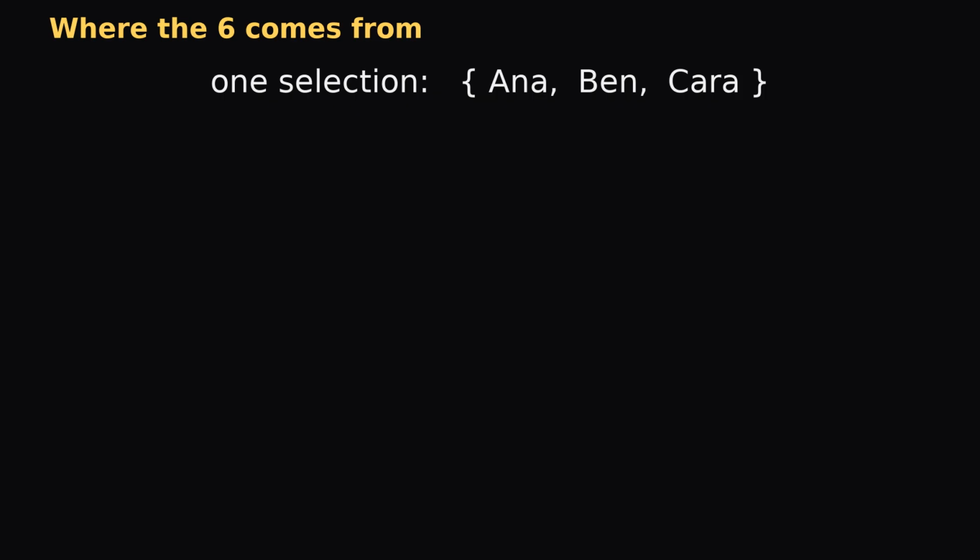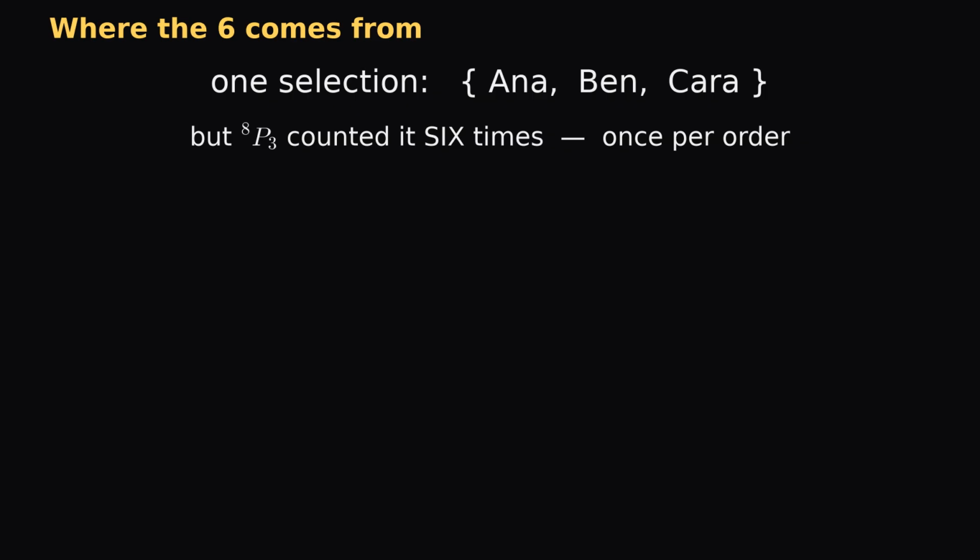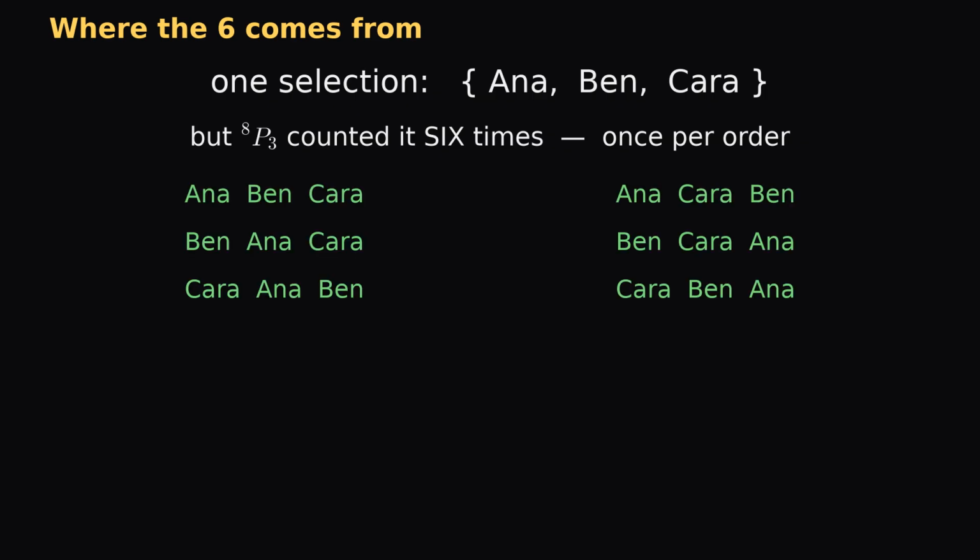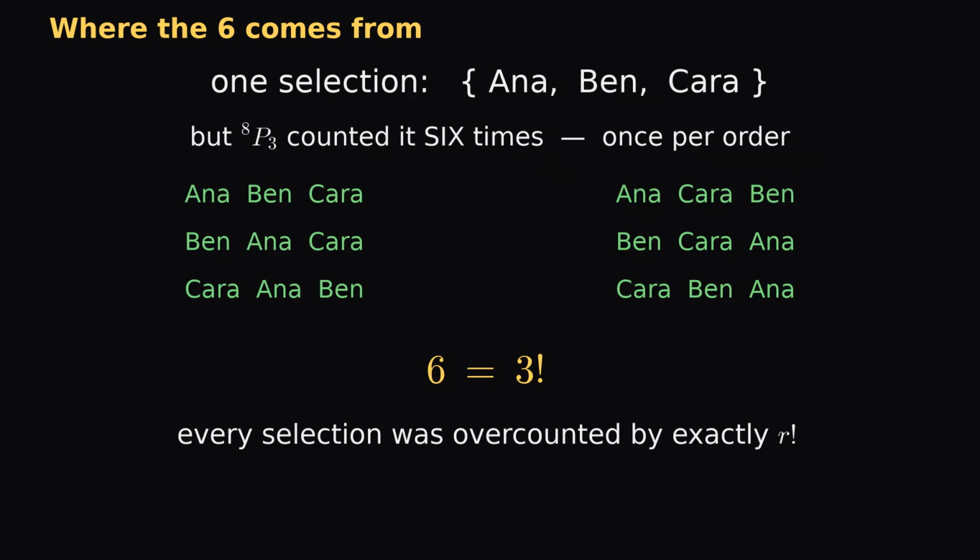Anna, Ben, and Cara. When we counted podiums, that same set of 3 people got counted 6 separate times. Once for each order they could stand in. Anna, Ben, Cara. Anna, Cara, Ben. Ben, Anna, Cara. Ben, Cara, Anna. Cara, Anna, Ben. Cara, Ben, Anna. 6 of them. And 6 is 3 factorial. Every single selection was overcounted by exactly 3 factorial.